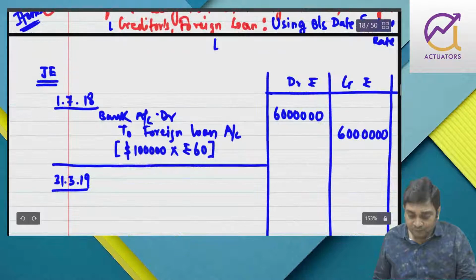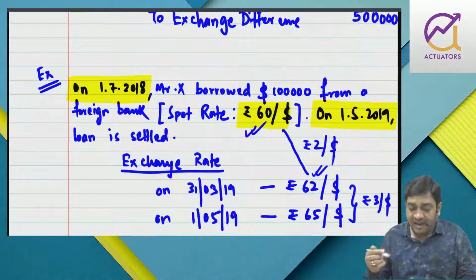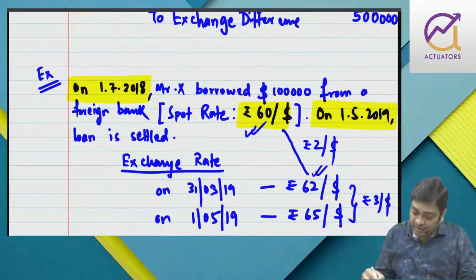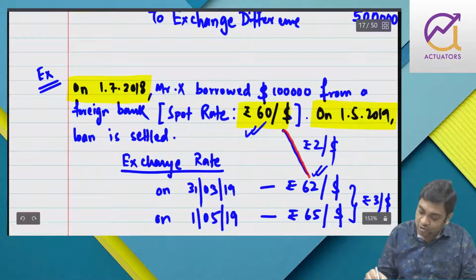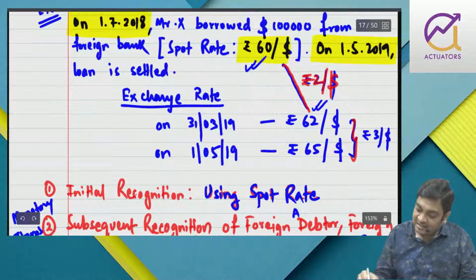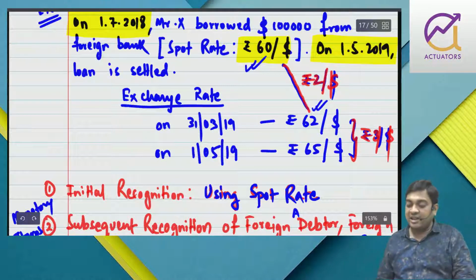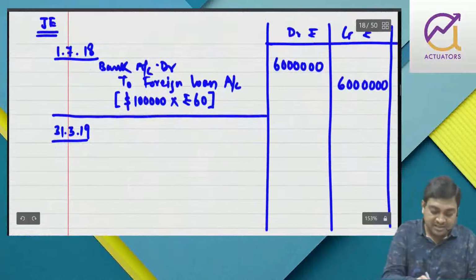Right? So initial recognition will be done at today's spot rate, and at the balance sheet date I have to do the subsequent recognition. The moment you do subsequent recognition, you have to show this loss of 2 per dollar in this financial year. And on the date of payment, again the exchange rate has increased. So from 62 to 65, this loss will be shown in the next financial year. Right? So let us start.